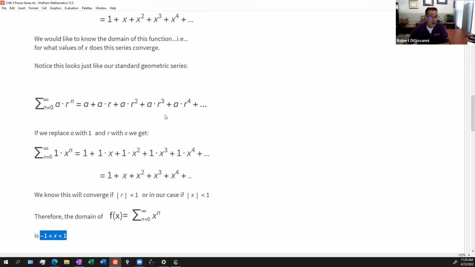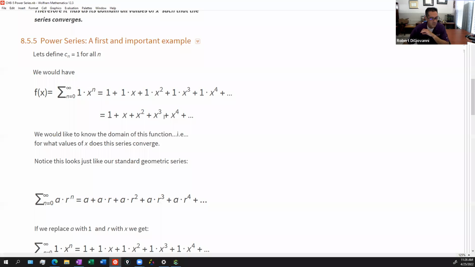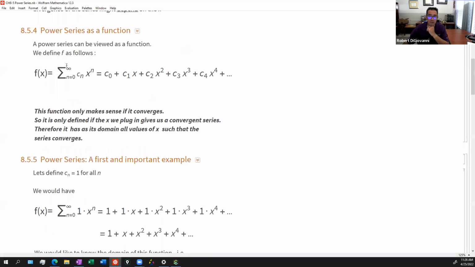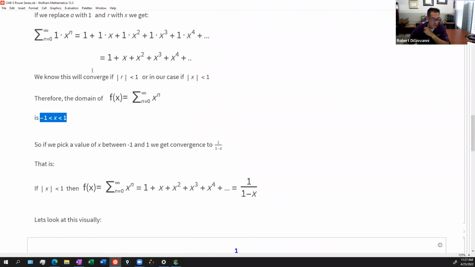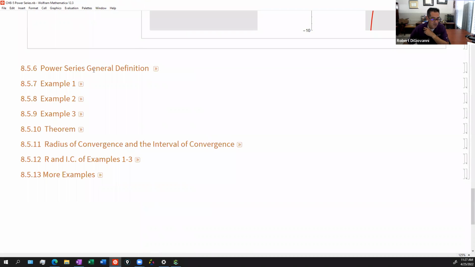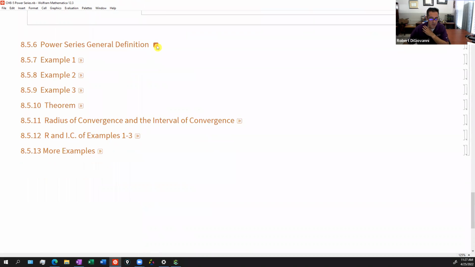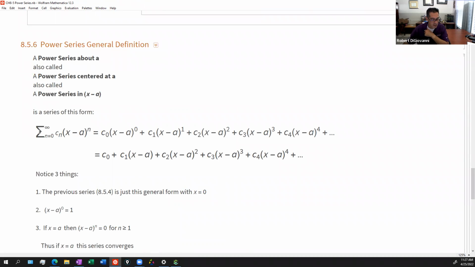All right, so I kind of lied to you a little bit when I gave you the first definition of a power series. This was it right here, and I told you every one of them is going to have x to the n. I lied a little bit. So I'm going to give you the general definition of a power series now, which is one slight modification. Pay attention to the formula here. The only difference is instead of doing x to the n, I'm going to do x minus a.